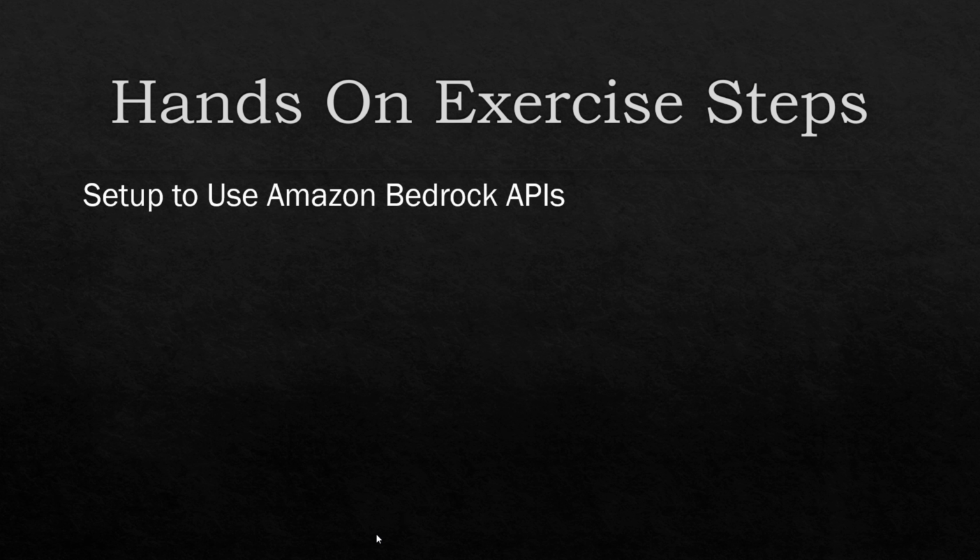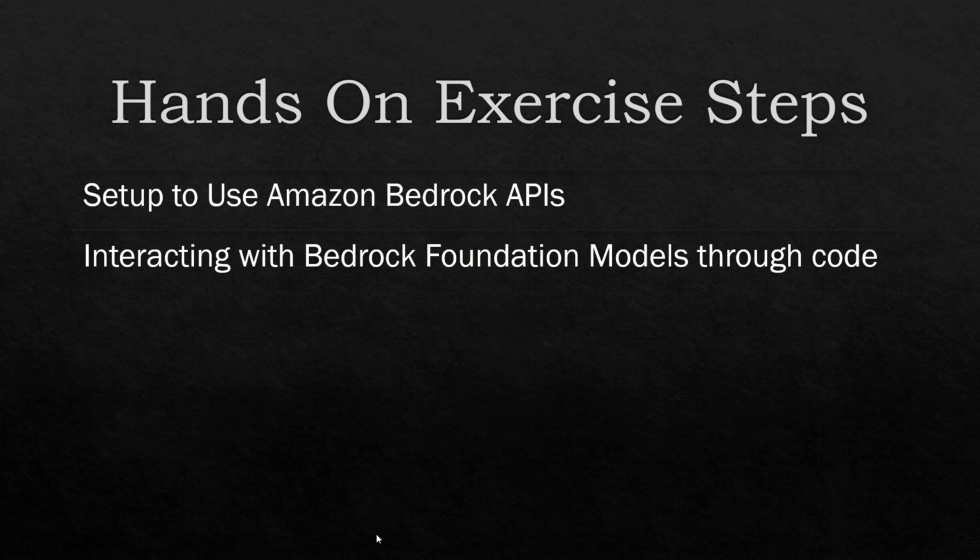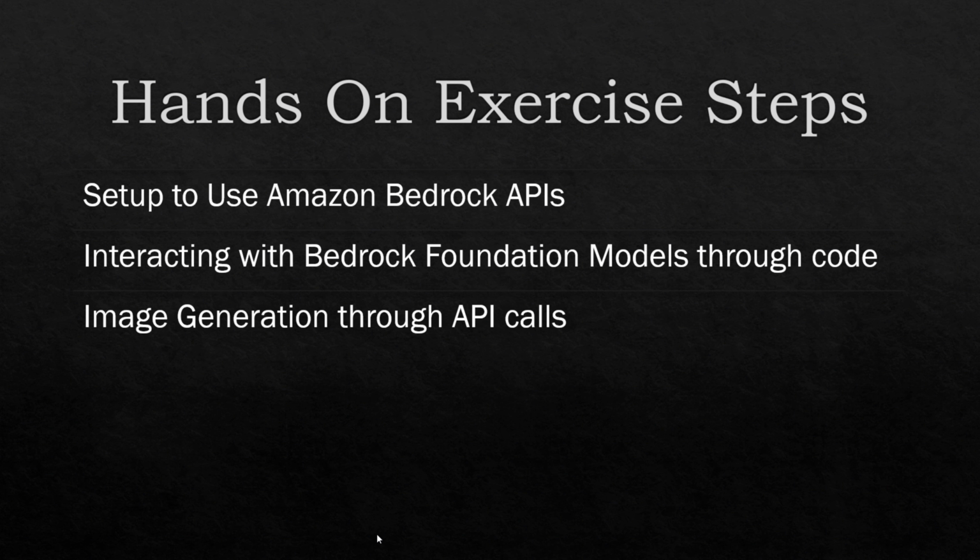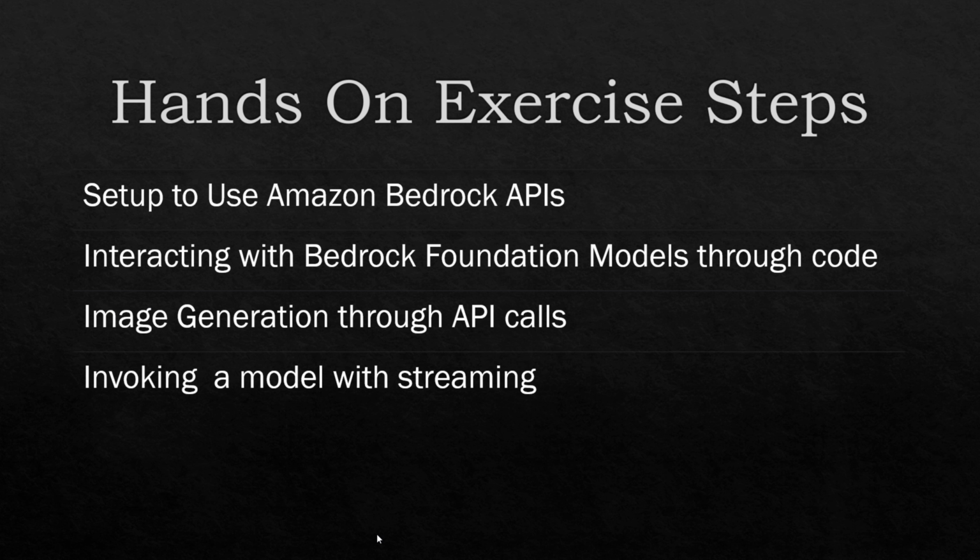Amazon Bedrock. Now let's talk about what we are going to do in the hands-on exercise. We will go and set up the Amazon Bedrock API. First of all, we will need to get the model access from Amazon Bedrock so that we can use those models in our code. We will be interacting with Bedrock foundation models through code. We will see how to do that in a little bit. We will also see how to generate an image through API calls. We will see how to invoke a model with streaming. And in the end, we will do a recap of what we have just learned. So these are the things we are going to do in our hands-on exercise.